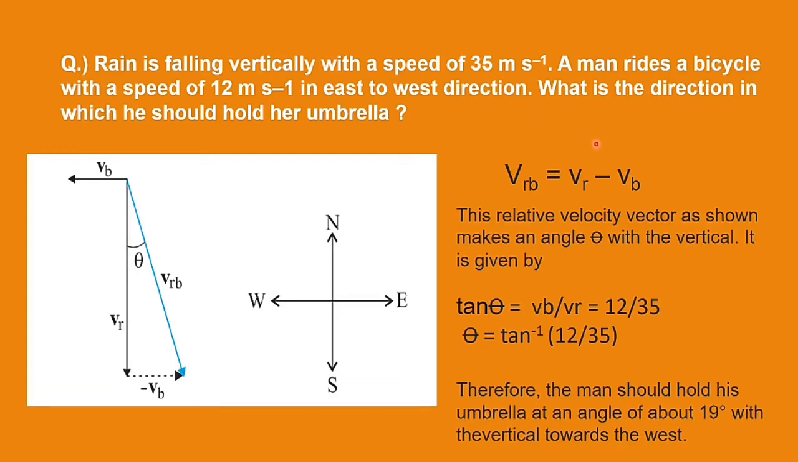So you have to find the direction in which the person should hold his umbrella. It means you have to take the negative of VB, because by the formula of relative velocity you know that this is negative of VB. You can draw the direction of minus VB. This is VB, then this will be equal to minus VB. This is minus VB.